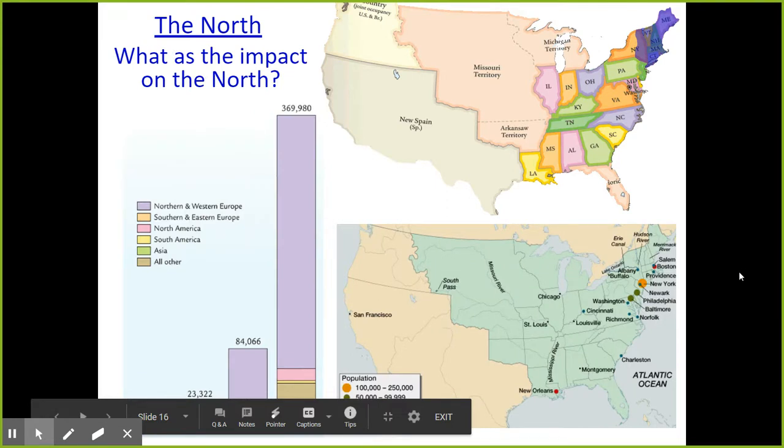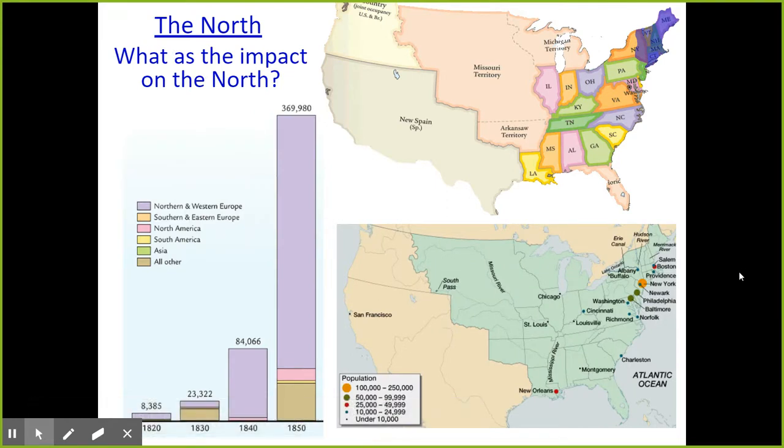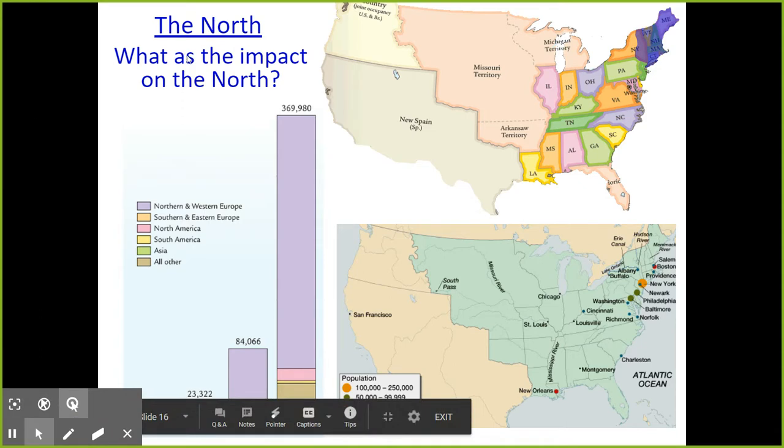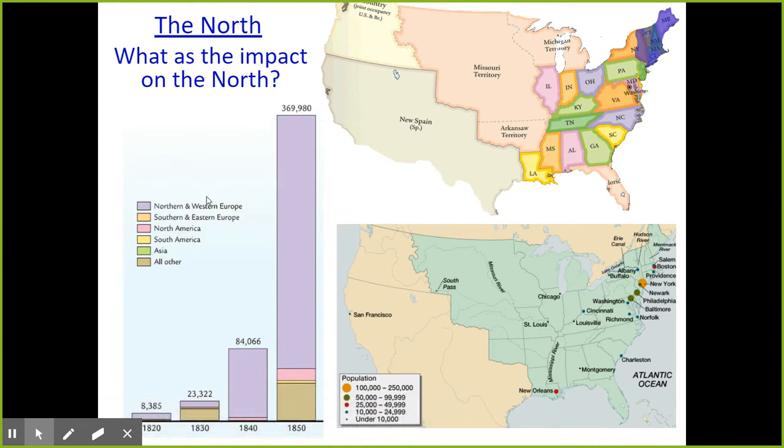So what's the impact? What is the impact on the North? And what we want to ask is, what is the impact of immigration? We can see across the board, I don't know why I don't have that term in here, we can see across the board that most of the immigrants into the Americas are Europeans. Most of them are Northern and Western European, in particular Irish and English.